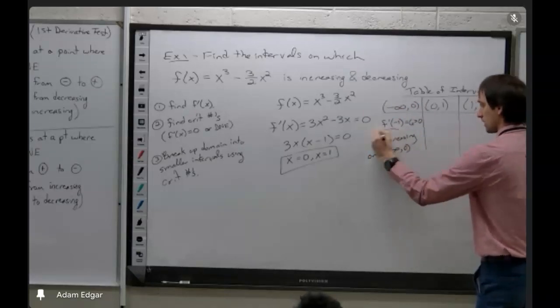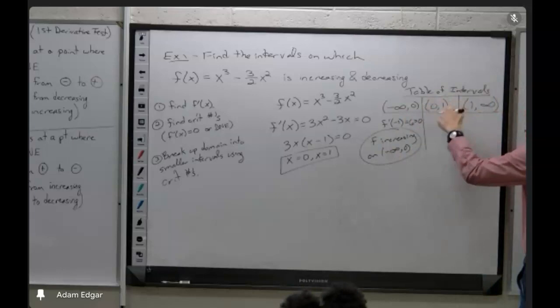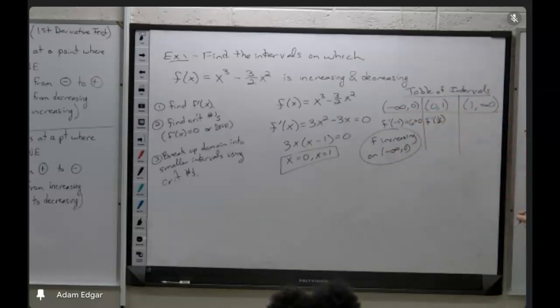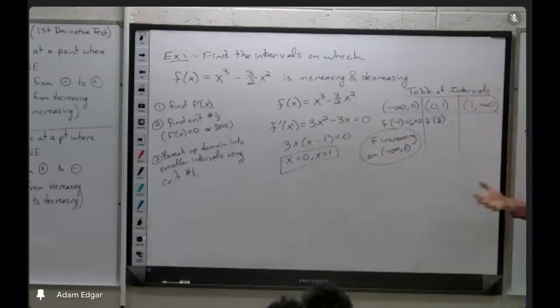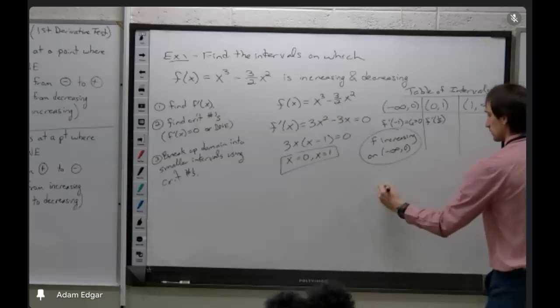Then you do it again for the next interval. So in this next interval, you pick another number, this time between 0 and 1. Probably 1/2 is the best option. And here you might want to rely on a calculator a little bit. Plug a half into your derivative and see, am I positive or negative? I'd be shocked if it was 0. It's not. I think you forgot to square the 1/2. Yeah, 1/2 squared is 1/4. That's true.